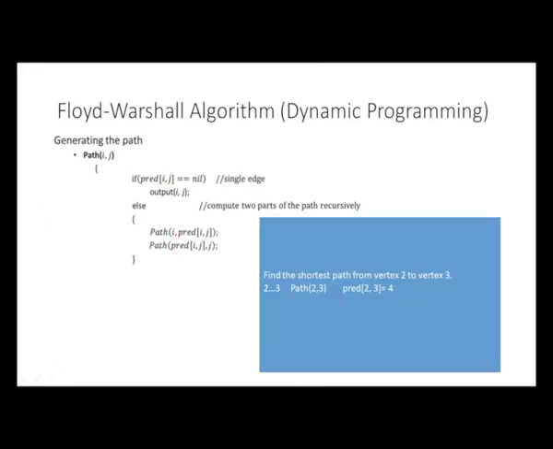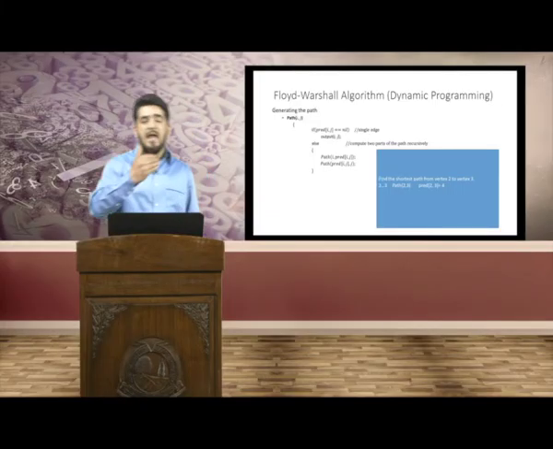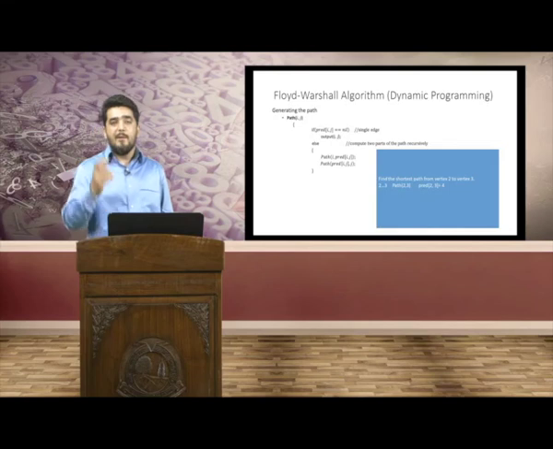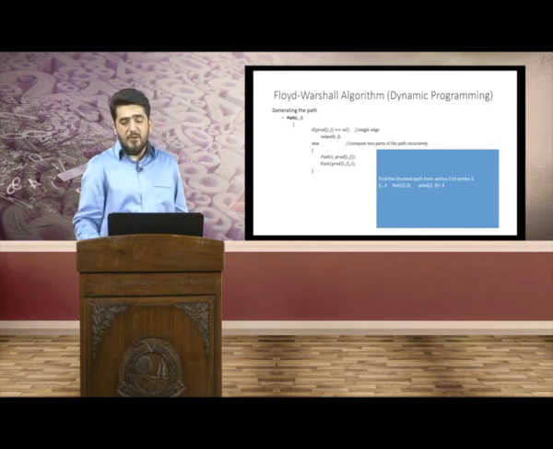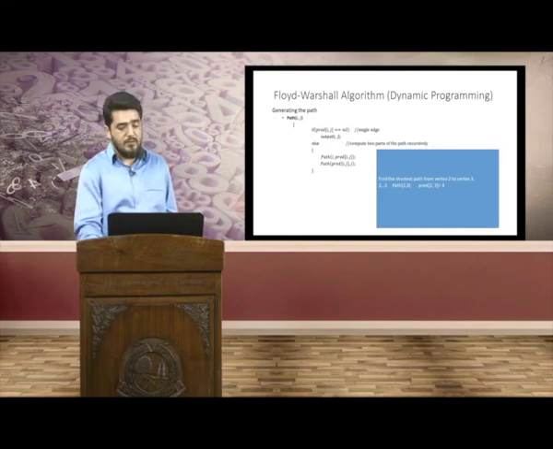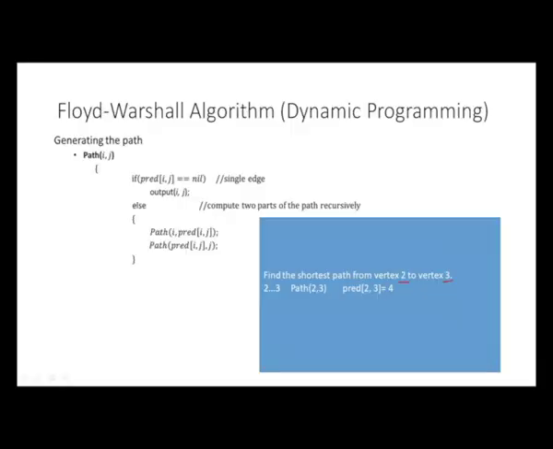As an example, let's suppose, as you can see on the slide, we have already run Floyd-Warshall's algorithm and we have filled in all those values for the predecessor array as well as the D array. The D array gives us the all pair shortest path values, but we also want to find the path itself between any pair of nodes. Let's suppose in this example we are given source 2 and destination 3. We'll make a function call path of 2 comma 3.